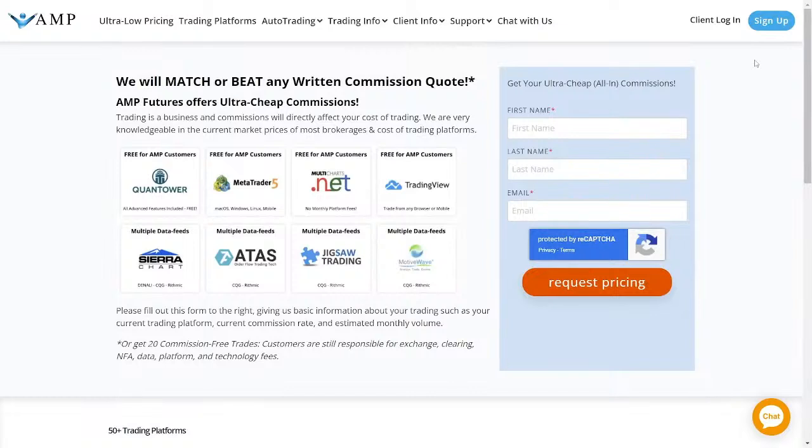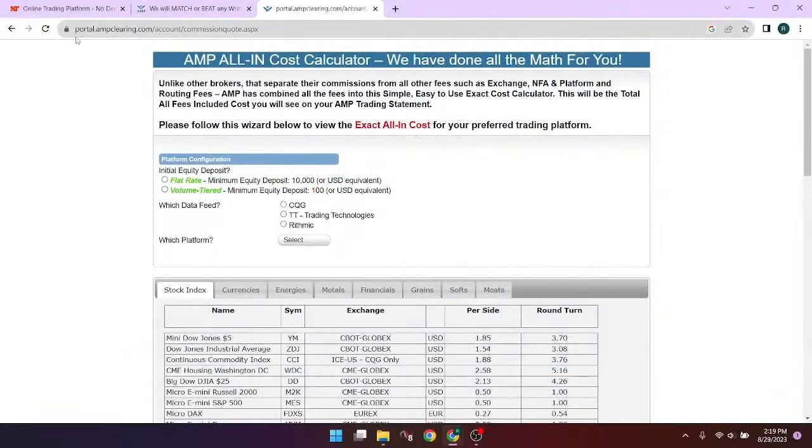Okay, though AMP Futures tells you that you need to contact them to get a quote on commissions, I'm going to show you how to access an estimate of the fees that you would pay in order to trade through them. Okay, so if you go to this website up here, portal.ampclearing.com, account commission quote, this is a little calculator you can use to better understand how much AMP Futures charges for trading through them as a broker.